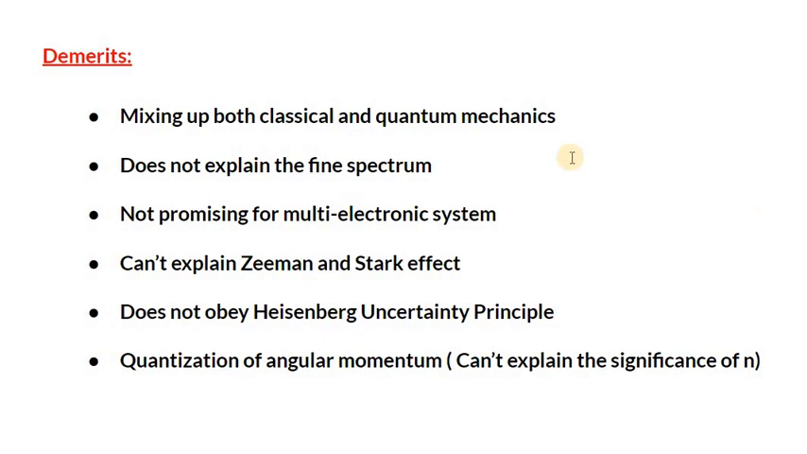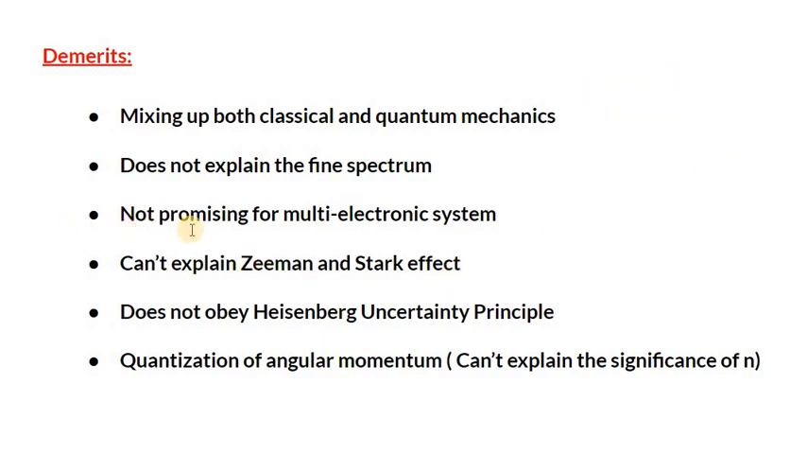That means a lot of spectral lines are hidden in that single spectral line. So what we thought was only one line is actually made of a lot of lines. Those lines are called fine spectrum. Bohr was not able to explain the fine spectrum. If we get the fine spectrum in presence of a magnetic field, that is called the Zeeman effect, and in presence of an electric field, that is called the Stark effect. So Bohr could not explain the Zeeman and Stark effect, which cause the production of fine spectrum.